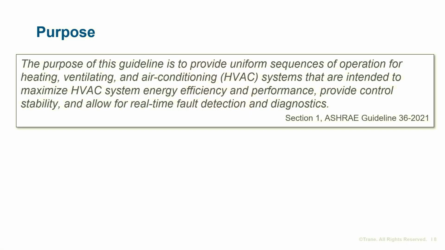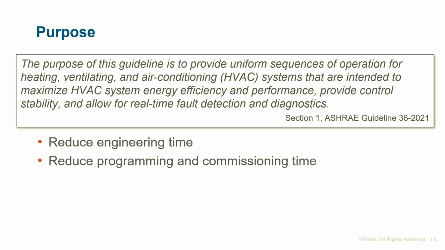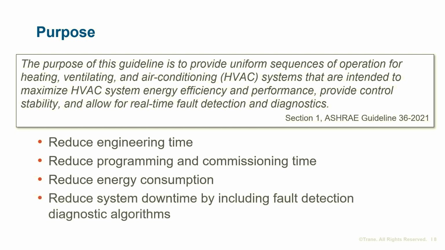The goals of the guideline are described in its purpose. When adopted at scale, the guideline has the potential to reduce inefficiencies in how HVAC control systems are designed, installed, commissioned, operated, and serviced. The guideline aims to reduce engineering time by providing uniform sequences that can be specified confidently, which can result in reduced programming and commissioning time. Research projects have shown the potential for significant energy reduction with the implementation of these sequences. Scott will describe this more later. Finally, with the implementation of fault detection and diagnostic algorithms, equipment uptime and performance can be improved.